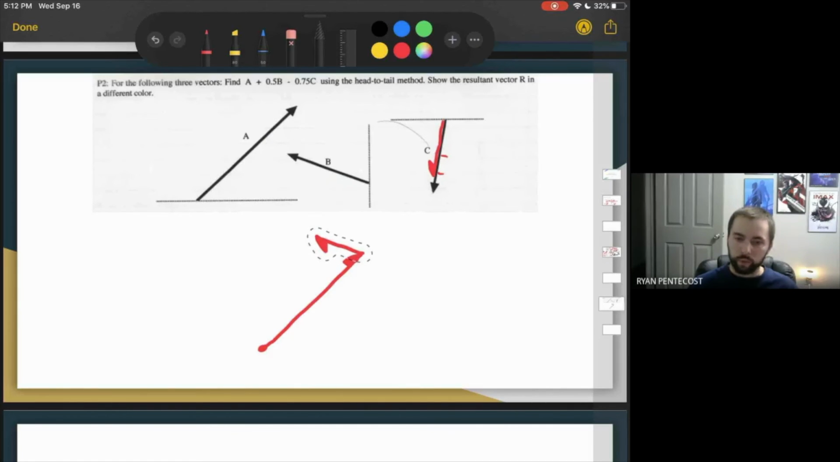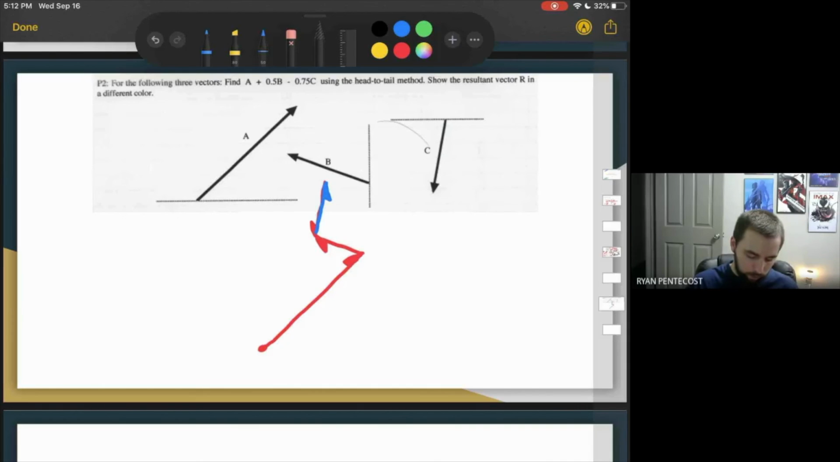Now, if you want to subtract, there are two ways that you could do this. You could either take this vector and then put it head to head instead of head to tail. That is essentially subtracting. Or what you could do is you draw your C backwards. So we go down 0.75, but we put our head on the other end. And then we can move that guy over right there. Either way, we're going to get the same resultant.